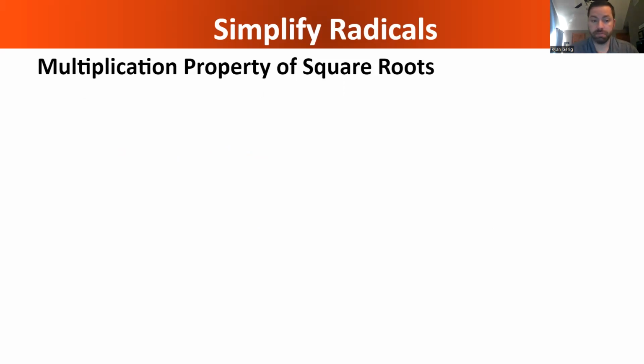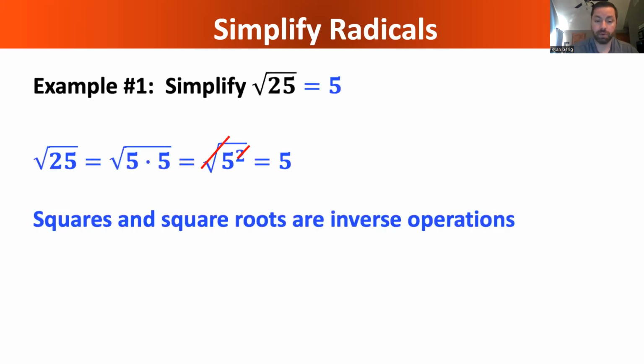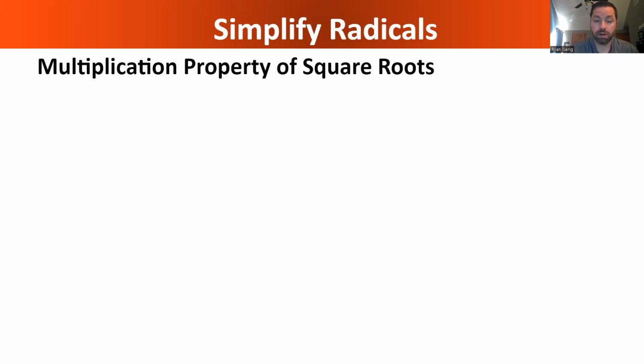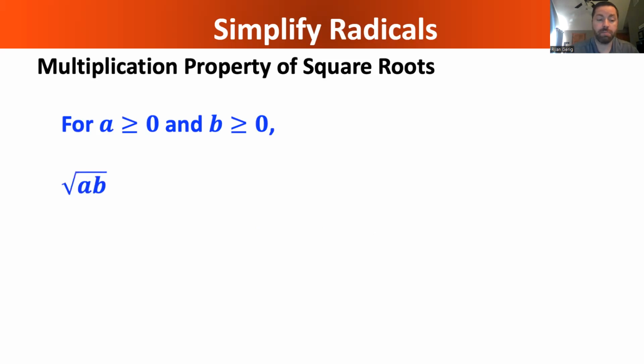Real quick pause here. We're going to look at a multiplication property of square roots. What I just showed you, we're going to combine with what I'm going to show you here to simplify radicals. So let's go ahead and look at it. For positive numbers a and b, if I multiply two numbers under the radical, I can split that into two separate radicals, like it shows there. So the square root of ab, I can do the square root of a times the square root of b.